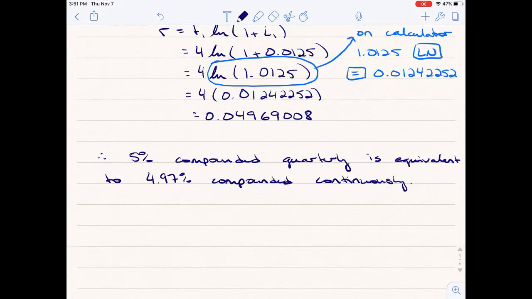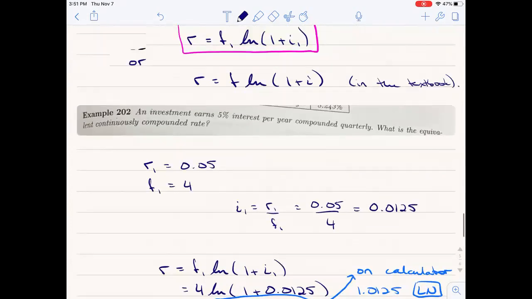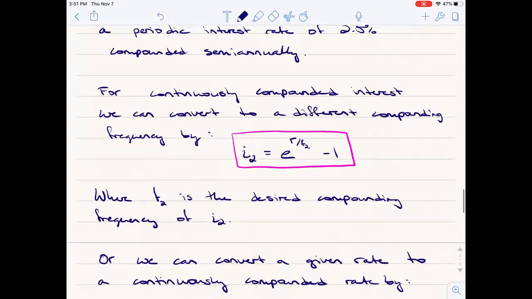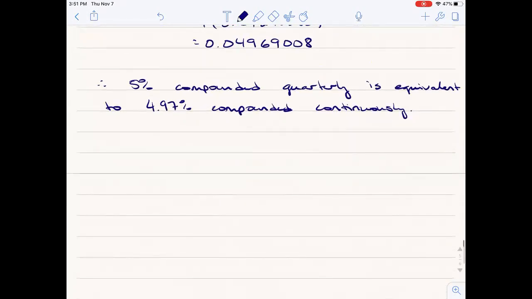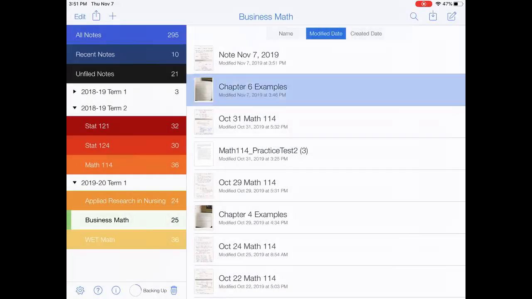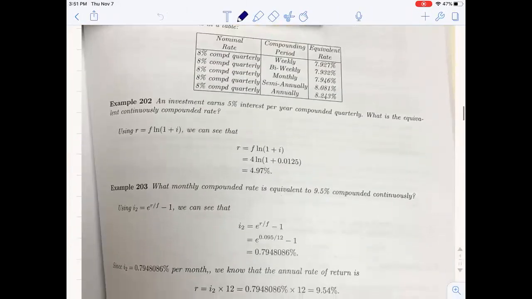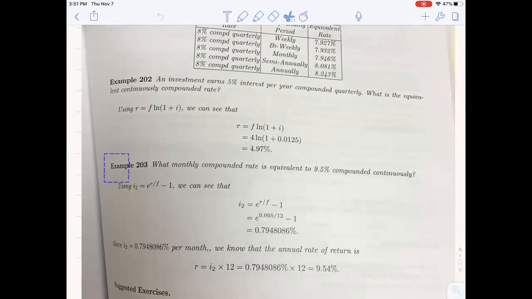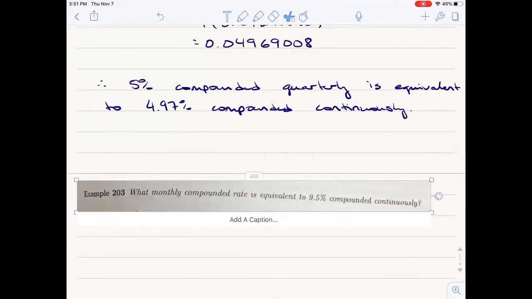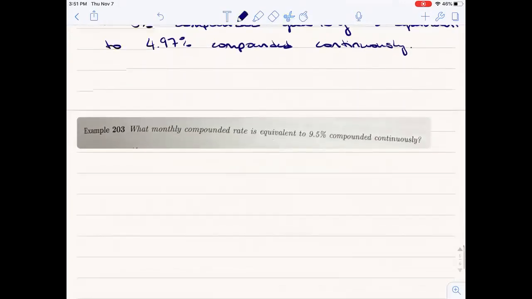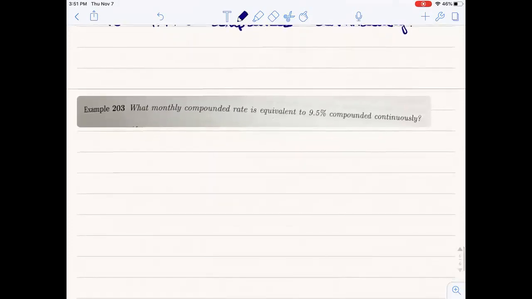I don't think we did an example for that one. So let's do example 203, and then we'll have seen all the different scenarios. What monthly compounded rate is equivalent to 9.5% compounded continuously?